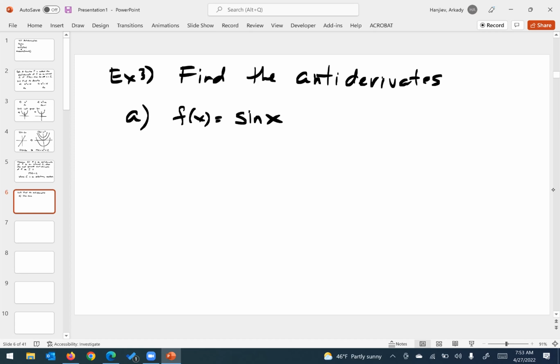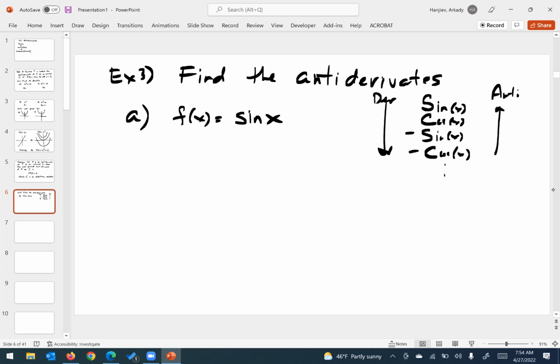So absolutely. So real quick here, let me give you some rules here. This is kind of like a quick little rule. It's S, C, negative S, negative C. And it really just means this. The derivative of sine of x is cosine of x. The derivative of cosine x is negative sine of x. And then it starts repeating itself. So then you just keep on going down, or you just cycle back up, whatever you like. So derivatives go down, and antiderivatives go up.